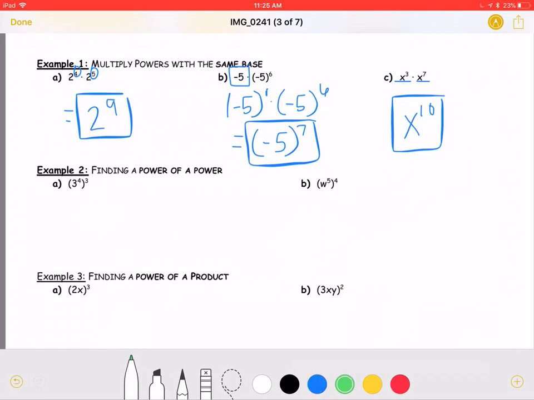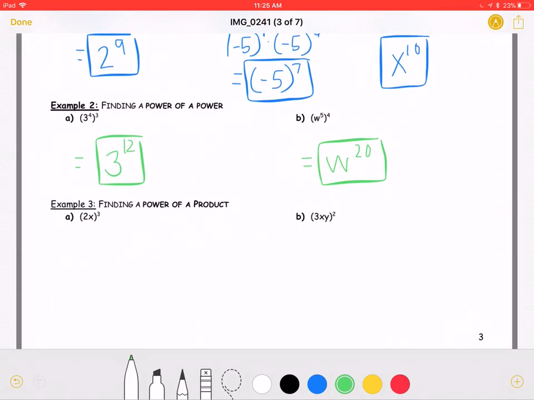Let's look at example 2, finding a power of a power. Remember, when you're raising that power to another power, you multiply them. Power to a power, think multiply. So I'm going to keep my base, and then 3 times 4 gives me 12. Part B, keep your base, power to a power, we multiply, so I get W to the 20th power.